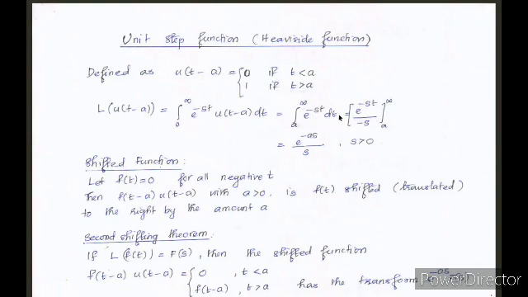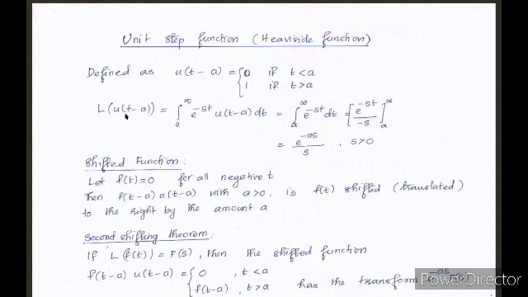From a to infinity, the function is defined as 1. So we have 1 dt. Integrating with respect to t, you get e raised to minus st by minus s from a to infinity, and e raised to minus infinity is 0. Upper limit minus lower limit, you get e raised to minus as by s, for s greater than 0. So the Laplace transform of a unit step function is e raised to minus as by s. Now, if a equals 0, the Laplace transform of u of t is e raised to 0, that is 1, by s.